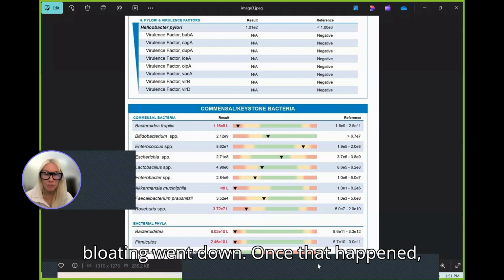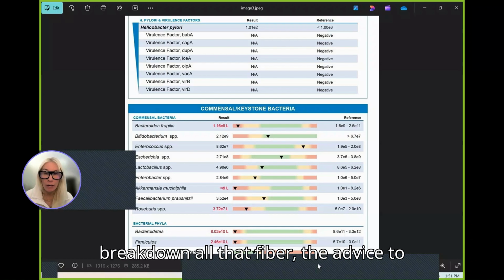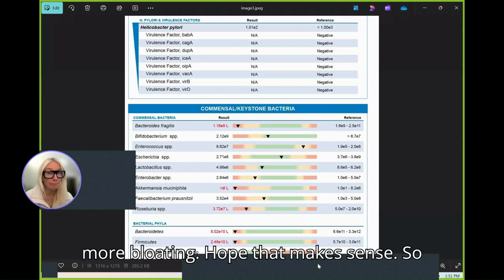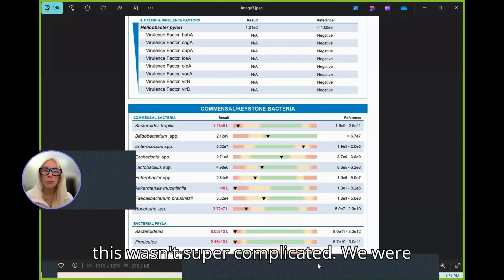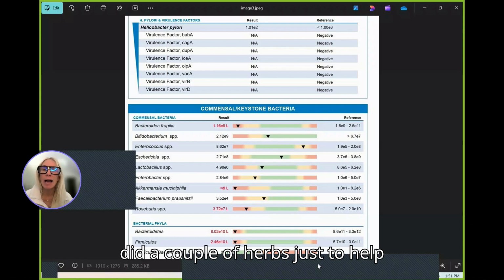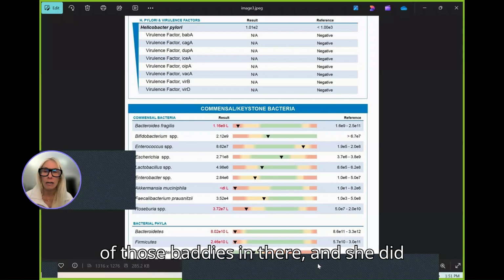Once that happened, she was able to change her diet, right? Without the digestive enzymes to break down all that fiber, the advice to add more fiber is just going to lead to more bloating. I hope that makes sense. So this wasn't super complicated. We were able to add some good probiotics in. We did a couple of herbs just to help rebalance the microbiome, kill off some of those baddies in there.